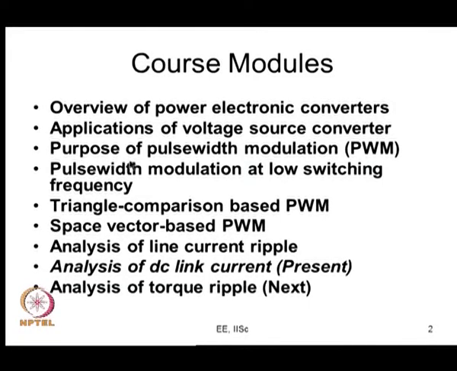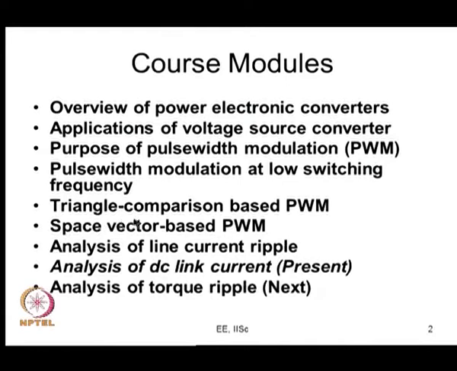Then we started looking at the purpose of pulse width modulation. Basically, you want to have the desired fundamental voltage and keep the harmonics and their effects low. That is the purpose of pulse width modulation. We reviewed the basics of modulation, such as the Fourier series. Then we worked on pulse width modulation at low switching frequency, that is, where you have only a switching frequency like 5 times or 7 times the fundamental frequency. How would you go about doing things like that? We looked at that in the other module.